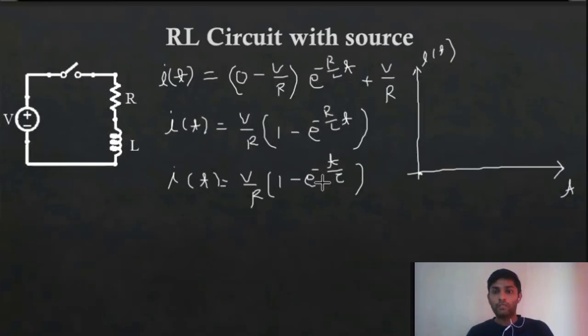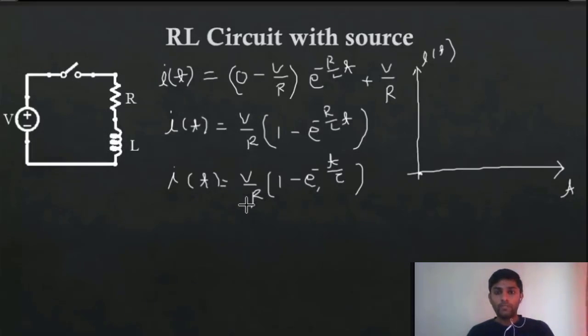You will see that as we go ahead with time, the value of this term will get decreased. At t equal to 0 the value was 1, and it is decreasing up to 0. So at t equal to infinity, this value will become 0, which means the overall current will become V by R.